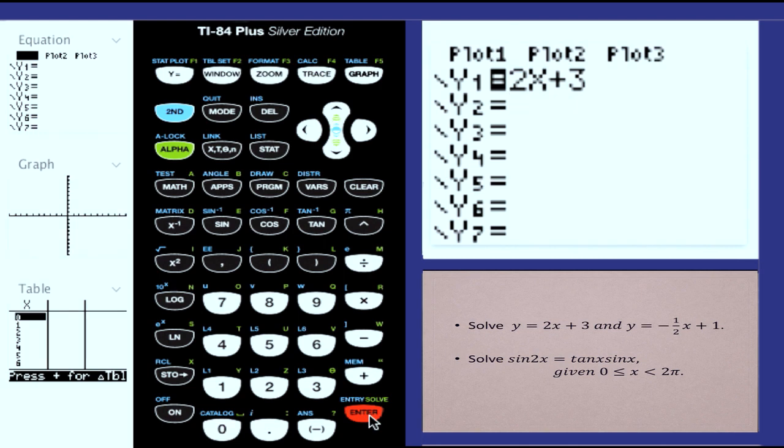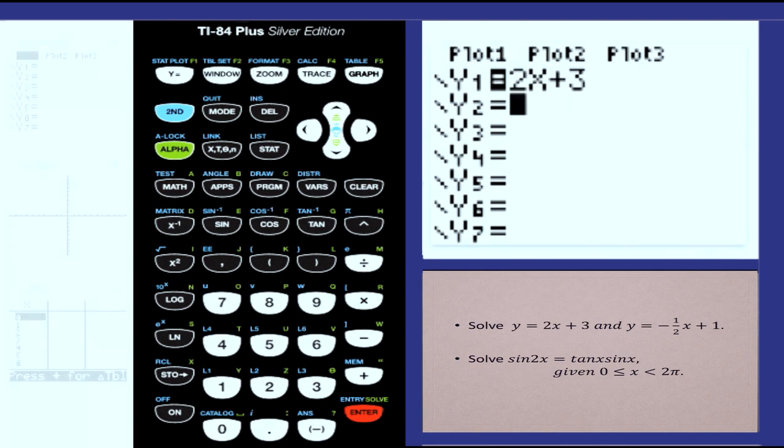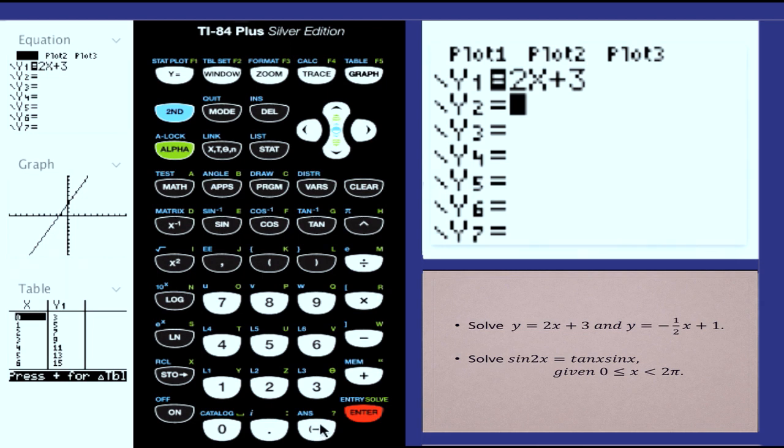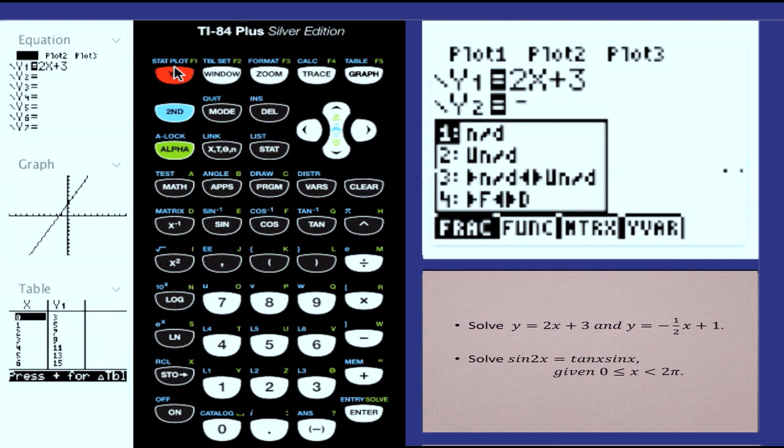Then I'm going to press enter because I have two equations that I want to graph at the same time. So my second equation is y equals negative 1/2 x plus 1. So I'm going to type in negative, and then I'm going to create the fraction. The shortcut to do that is the alpha, or the green button, and then y equals. Then you'll see a pop-up box, and the n/d stands for numerator denominator.